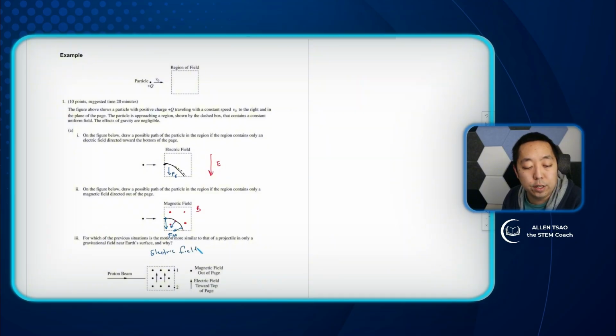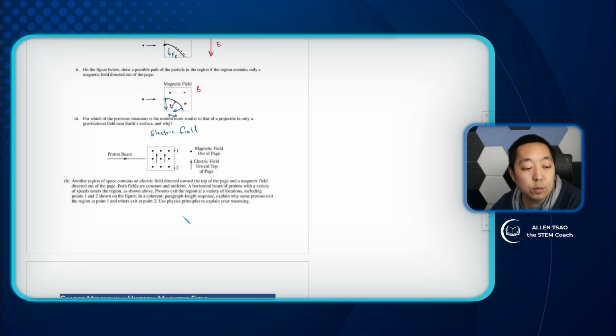Because when you're near the surface of the Earth, you have a constant downward force of mg. And here you'd have a constant downward force of QE. This one, the force would be constant, but it actually will change direction. So it won't quite be like near the surface of the Earth. As you move, it's not like the force of gravity changes directions. It's still pointing downward. Okay, here we have another region.